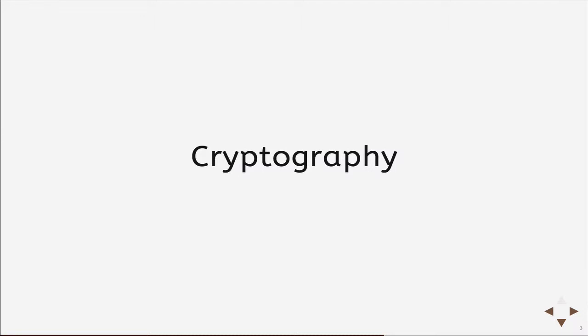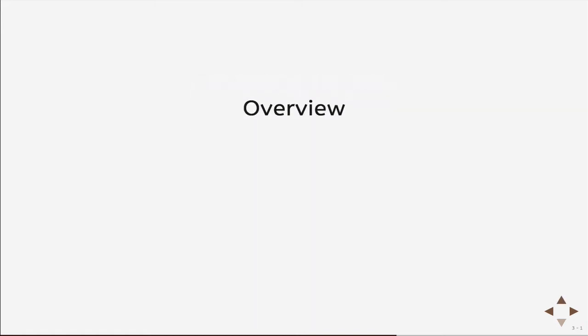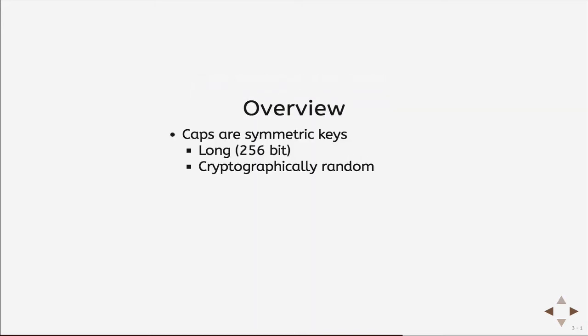Now, I'm not going to talk about the obvious things like all of the links that carry sensitive information being TLS all of the time. That kind of thing is obvious, but there is crypto beyond TLS in IceCap, and I'm going to talk specifically about that. As a quick overview, caps are symmetric keys. They're very long, 256 bits, which means that even if somebody manages to come up with an extremely large quantum computer, we should still be fine. And they're cryptographically random, obviously.